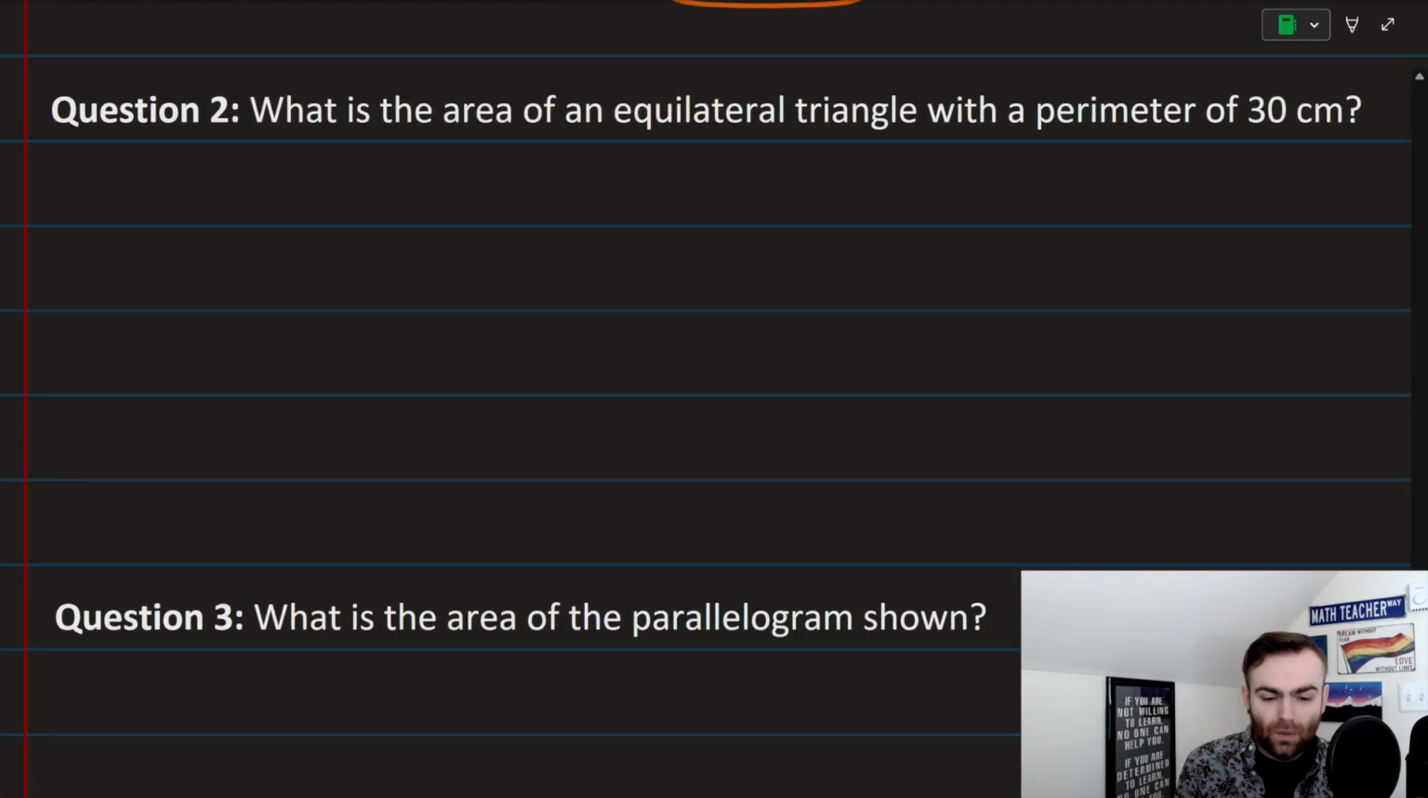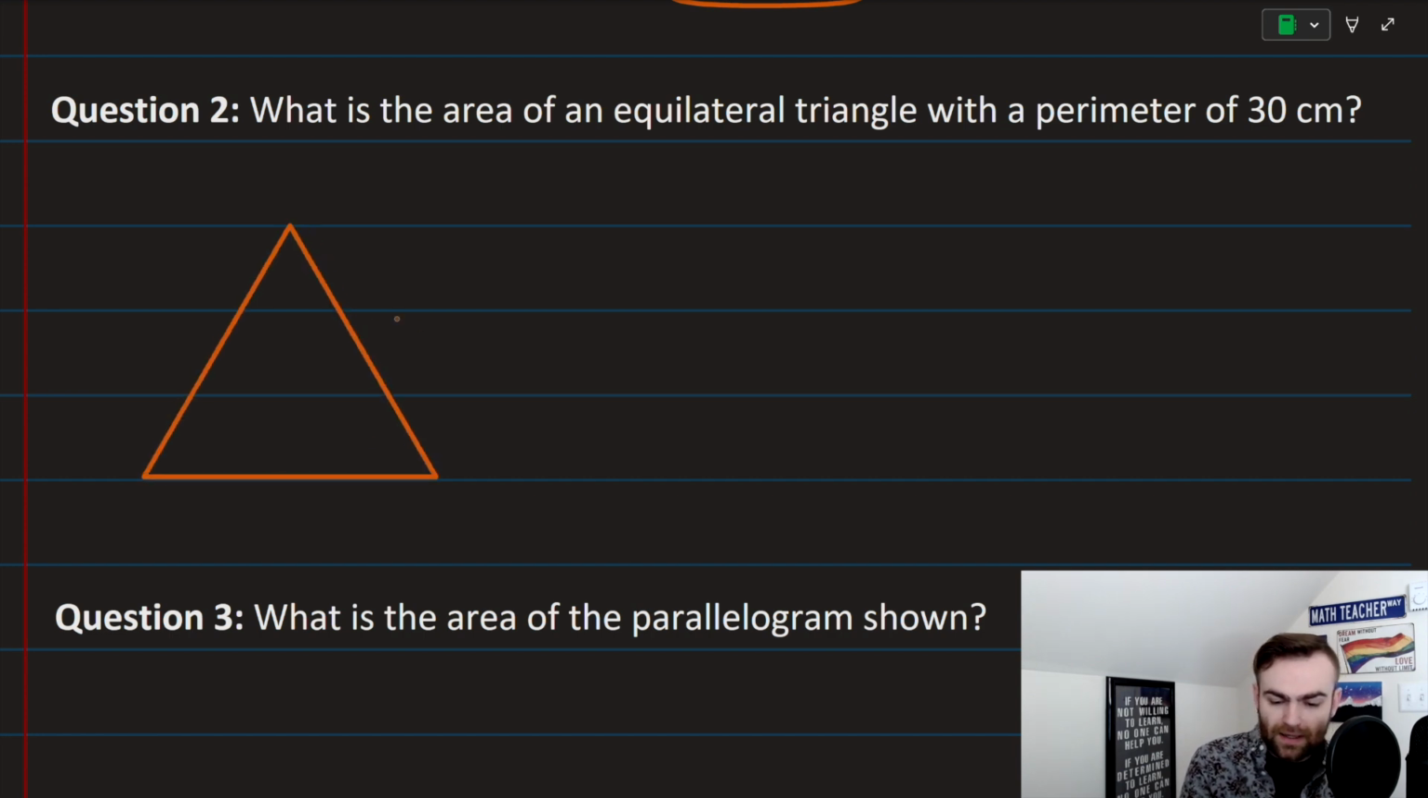Next up, what is the area of an equilateral triangle with a perimeter of 30 centimeters? So if we draw ourselves a little bit of a triangle here, we have a perimeter of 30, which means that each side length is going to be a third of that, which is 10. The area is base times height divided by 2. So we are essentially going to draw the height here. Now this may look familiar. We go back to our special right triangles. We know that this would be 5, and we can either use the Pythagorean theorem or, again, our special right triangles to see that this is going to be 5 square root of 3.